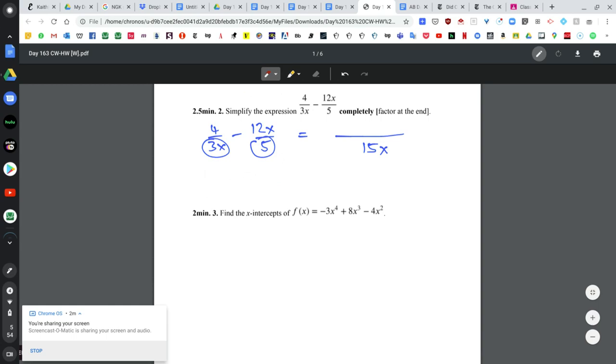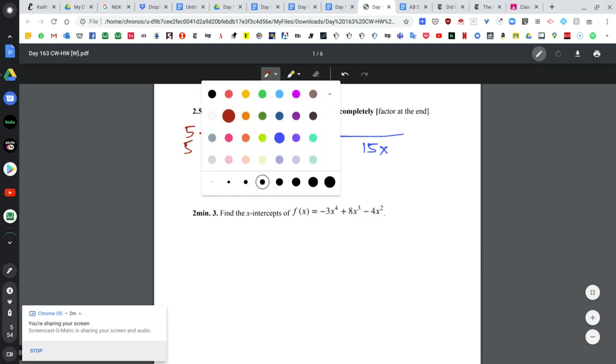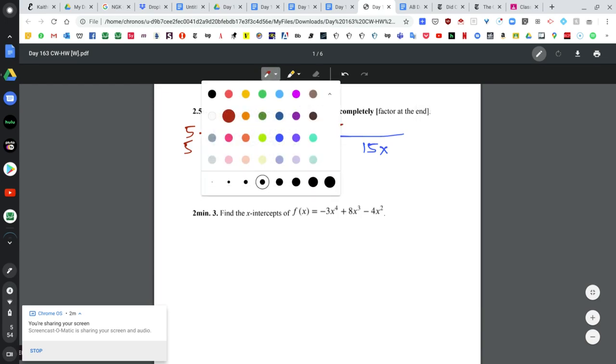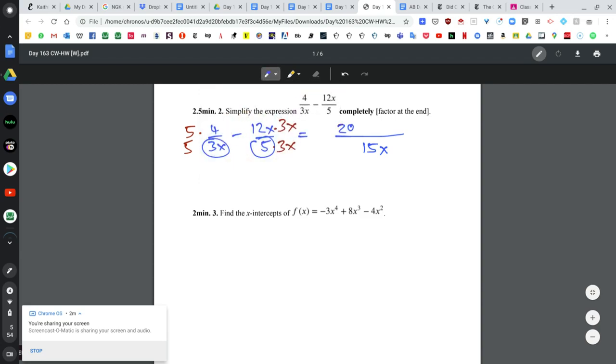So I need a 15x. I have a 3x in the front, so it should be multiplied by 5, top also. I need a 15x. I have a 5 in the second denominator, so multiply by 3x. Now you can simplify. 5 times 4 is 20, minus 36x squared. Now careful, it's not in standard form, so I'll rewrite it: negative 36x squared plus 20 over 15x.